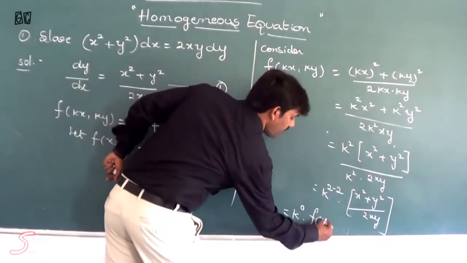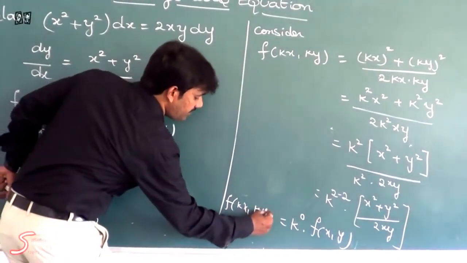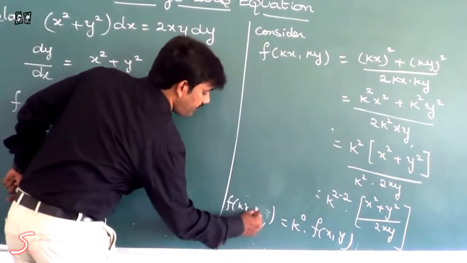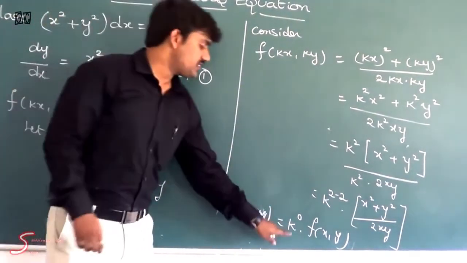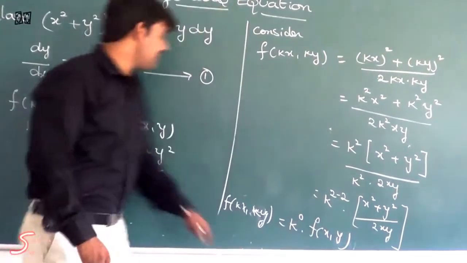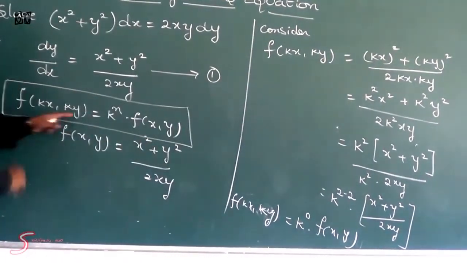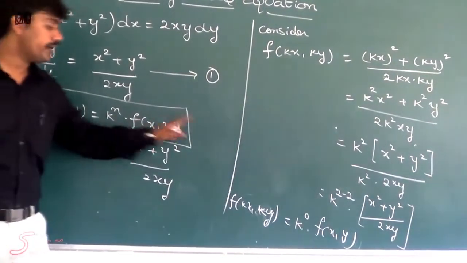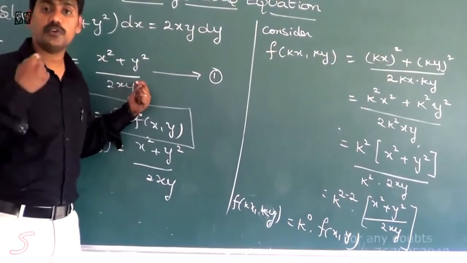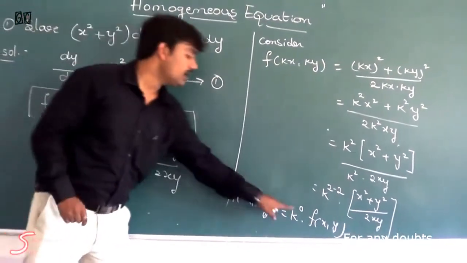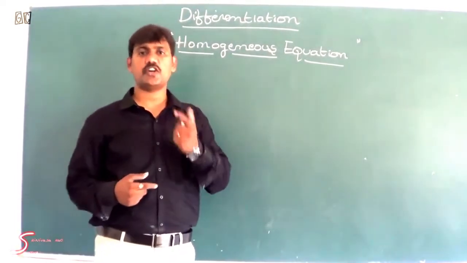This is all about f of x comma y. So we consider f of kx comma ky. We got the value as k power 0 into f of x comma y. So the condition for a homogeneous function, f of kx comma ky equal to k power n into f of x comma y, is satisfied. Hence, the given function is a homogeneous function of order 0. Okay guys, so the given function is a homogeneous function of degree 0.